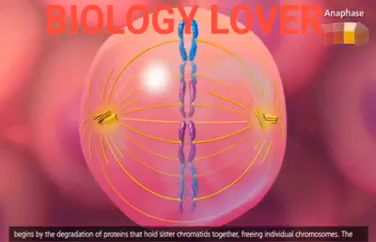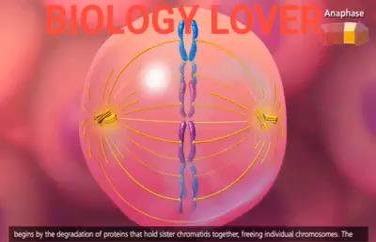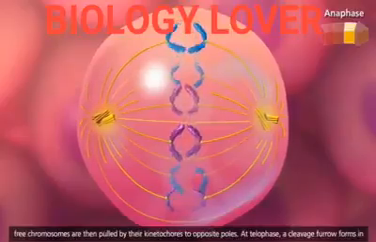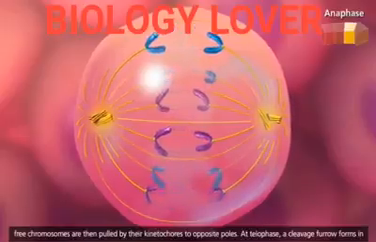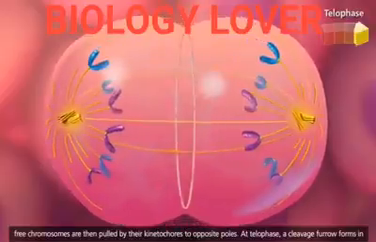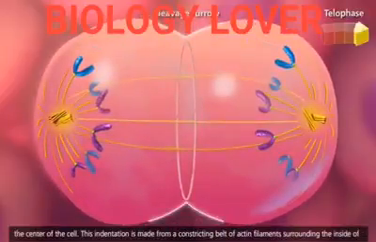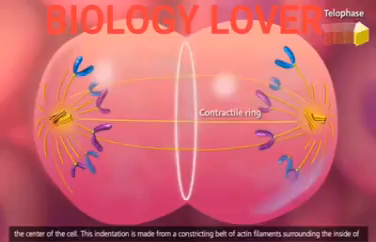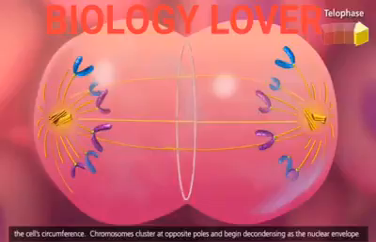Anaphase begins with the degradation of proteins that hold sister chromatids together, freeing individual chromosomes. The free chromosomes are then pulled by their kinetochores to opposite poles. At telophase, a cleavage furrow forms in the center of the cell. This indentation is made from a constricting belt of actin filaments surrounding the inside of the cell's circumference.